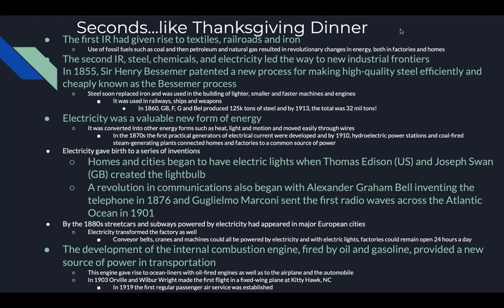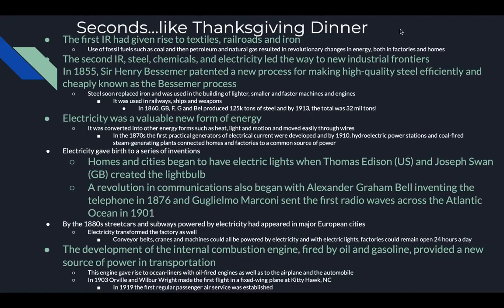Homes and cities began to have electric lights when Thomas Edison and Joseph Swan created the light bulb. A revolution in communications also began when Alexander Graham Bell invented the telephone in 1876, and Guglielmo Marconi sent the first radio waves across the Atlantic Ocean in 1901. By the 1880s, streetcars and subways powered by electricity had appeared in major European cities.